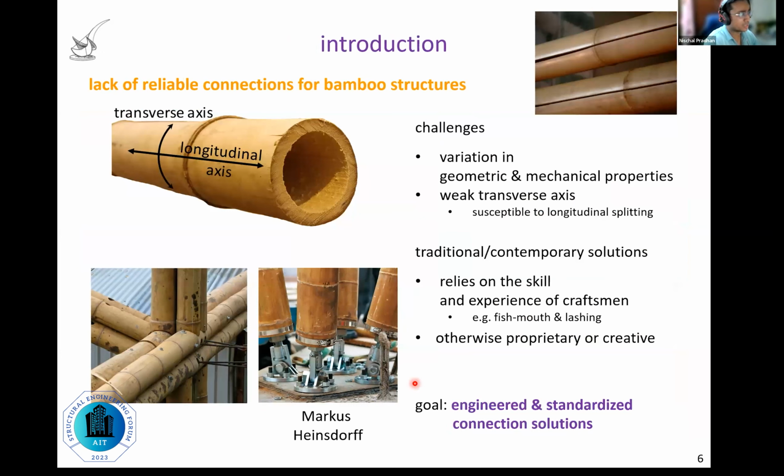Now, there are a lot of connections that you can already see being implemented in the industry. You can broadly categorize them into two types. First, we have a lot of traditional connections that rely on the skill and experience of craftsmen, which includes fish mouth connections that you can see over here. This also includes lashing. Otherwise, we have connections that are quite creative or proprietary in nature, so only the inventor knows how to design these connections.